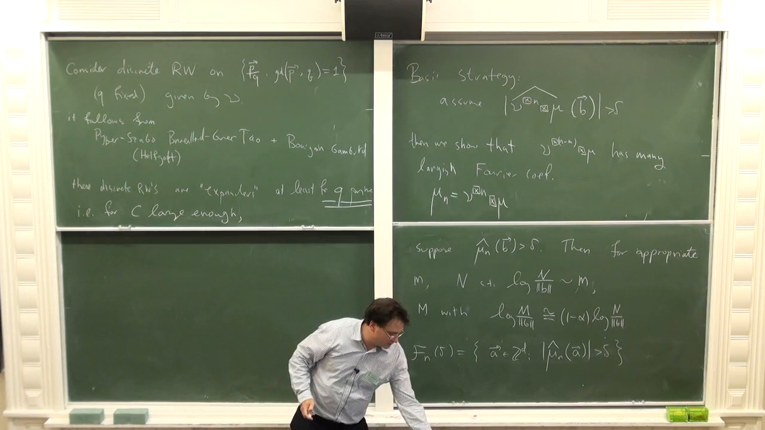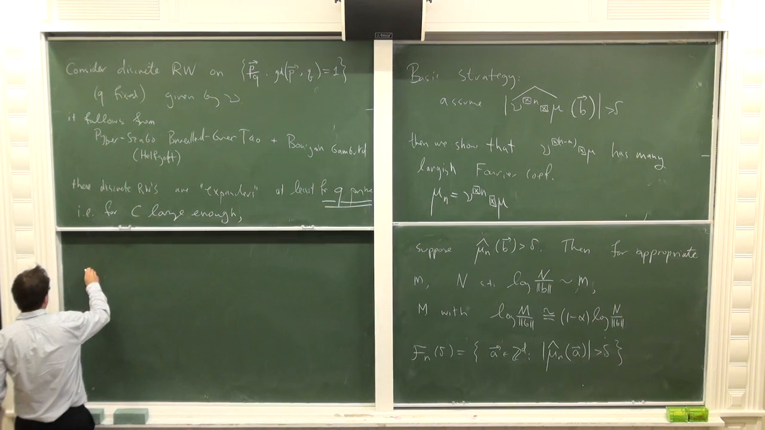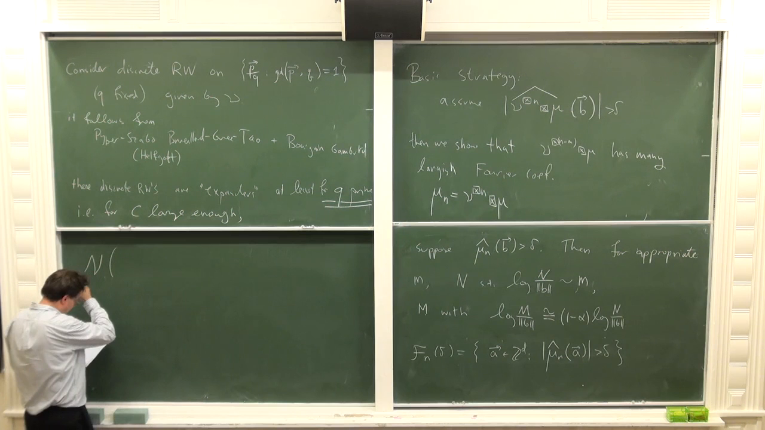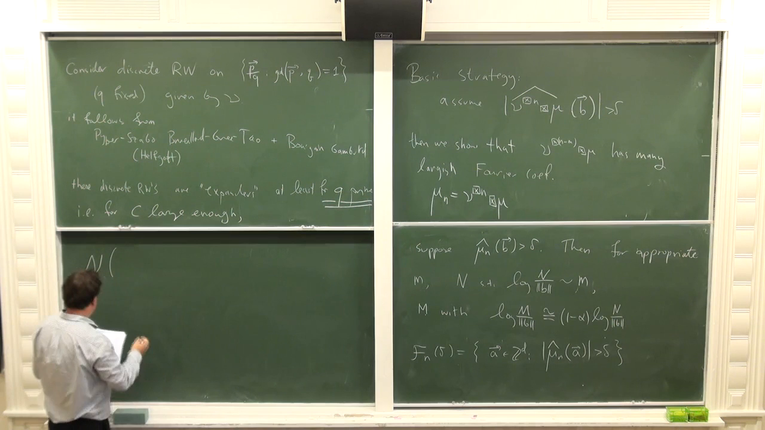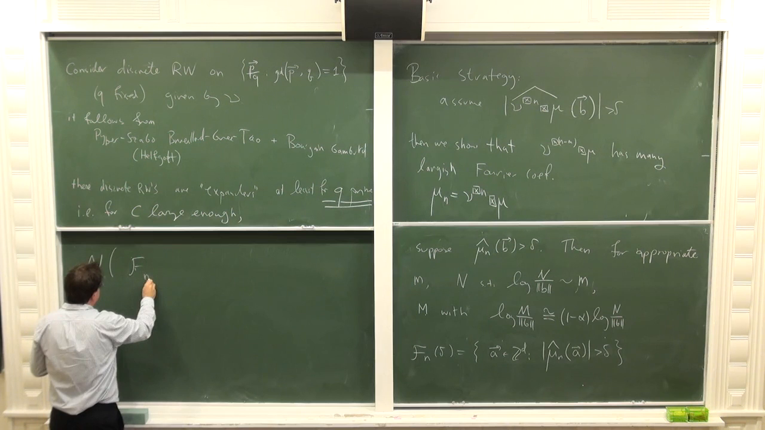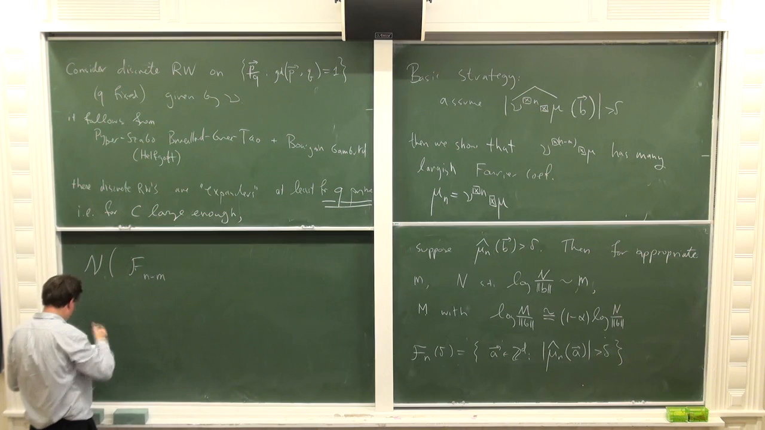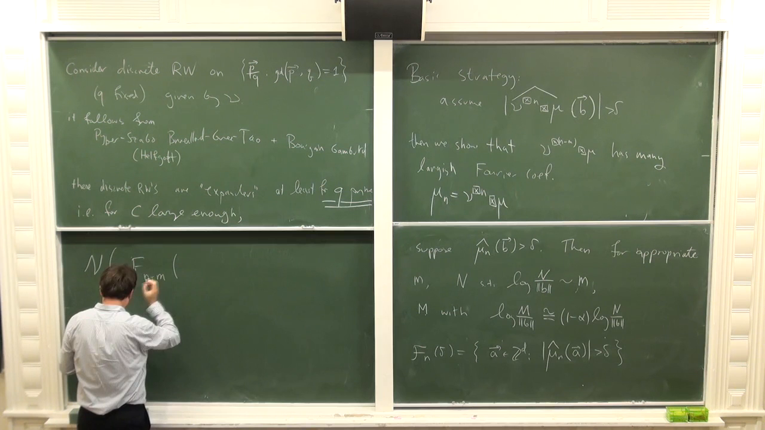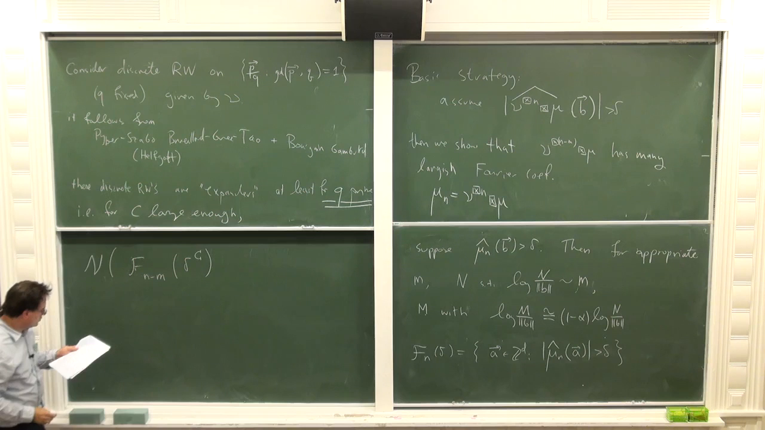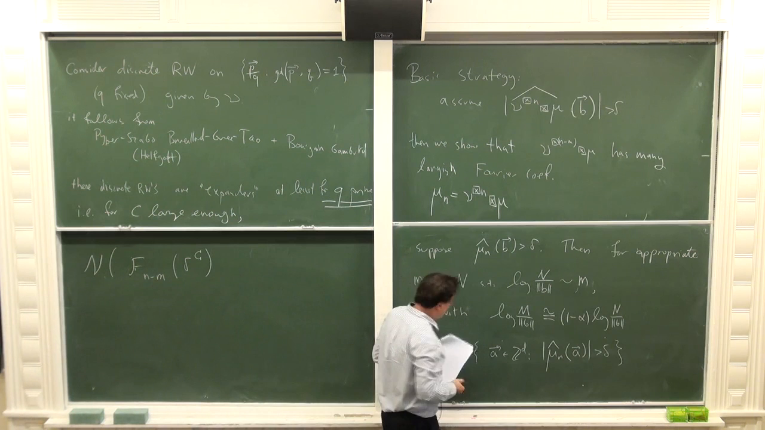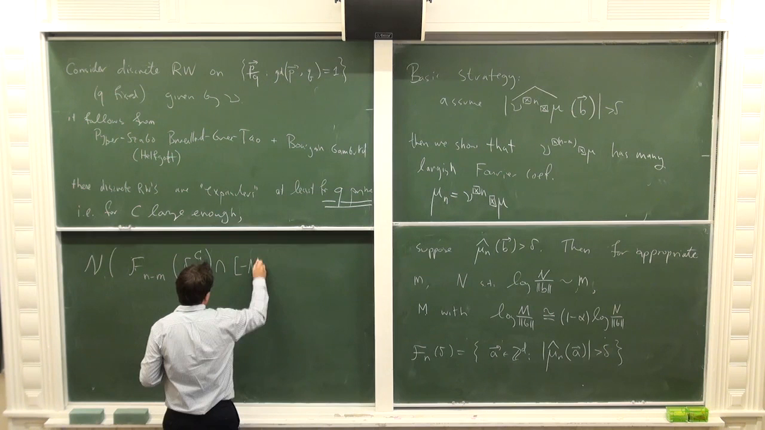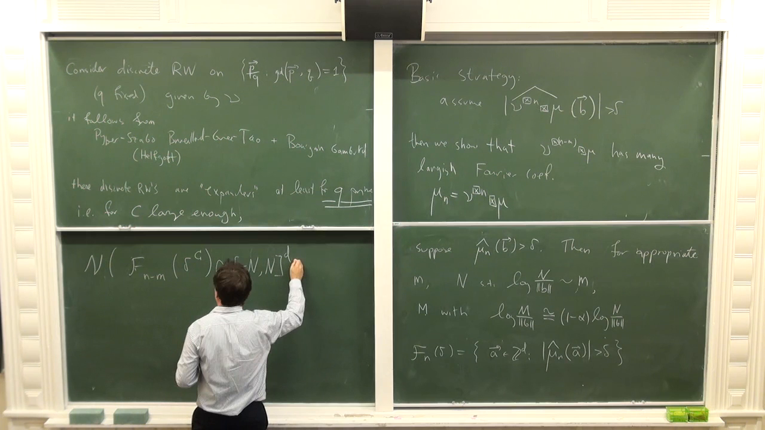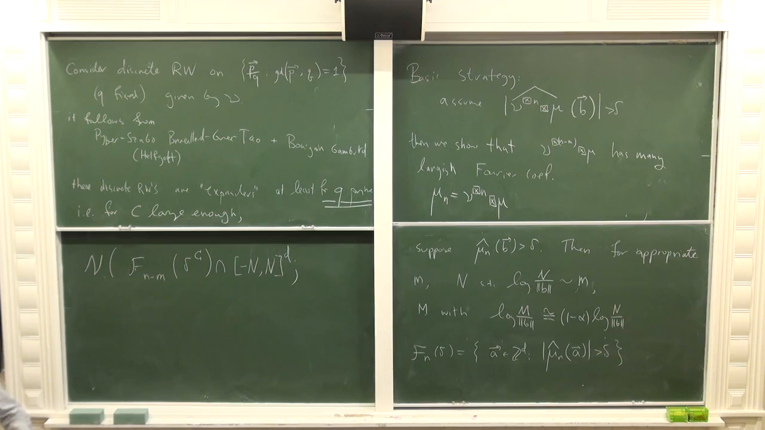So I look at the covering number. I look at the set of big Fourier coefficients, where I sacrifice a bit in the number of convolutions I give, and I sacrifice a bit on what large means to me. This is an infinite set in Z^d. I intersect it with a cube of size N. So now this is a finite subset of the cube of size capital N, and I want to see how many smaller cubes of size capital M I need to cover this set.